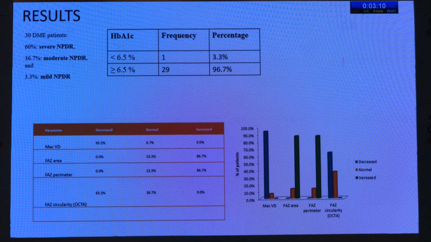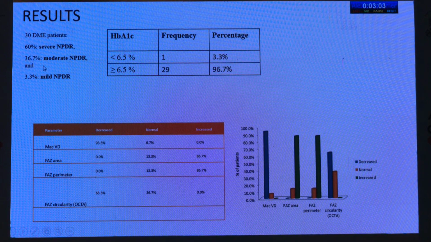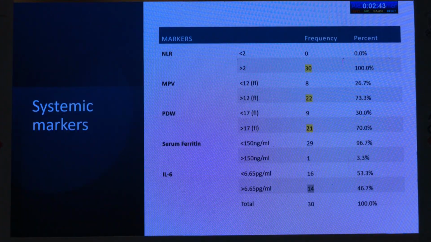Coming to the results, we had 30 DME patients. Out of these, severe NPDR were 60%, almost 36% were moderate, and 3% had mild NPDR. HbA1c was increased in 29 out of 30 patients, and macular VD was distorted and decreased in 93% of the patients. FAZ area and perimeter were increased in 86%, and circularity was distorted in 63% of these patients.